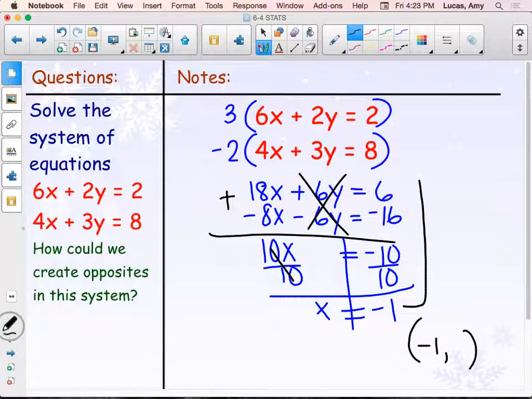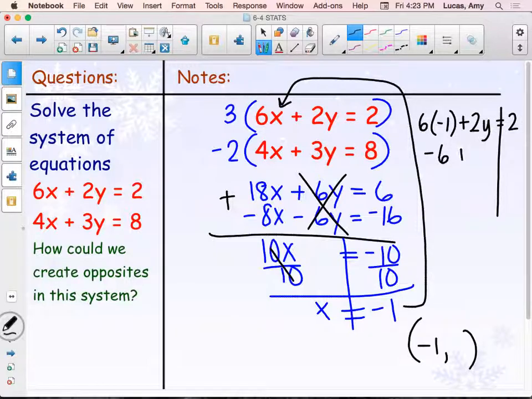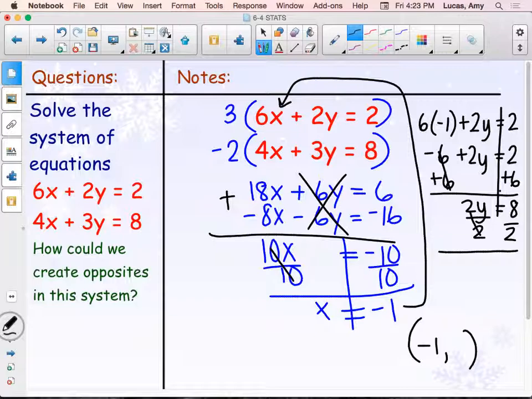Go back up to the top with that negative 1. 6 times negative 1 plus 2y equals 2. Negative 6 plus 2y equals 2. Add that 6 to cancel it out. 2y equals 8. Divide by 2. y equals 4. So negative 1, 4 is our solution.